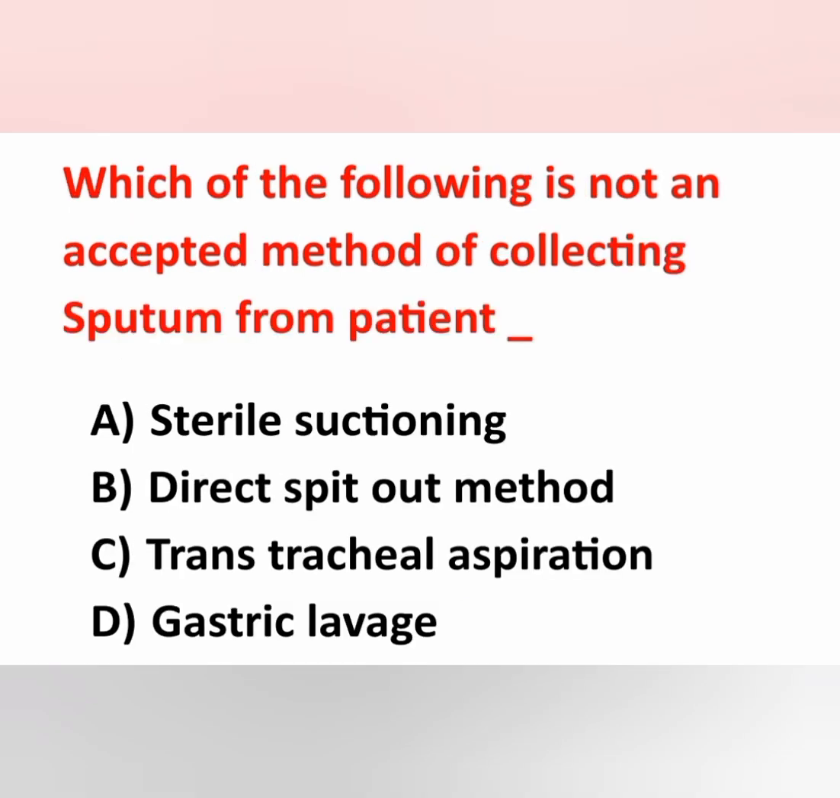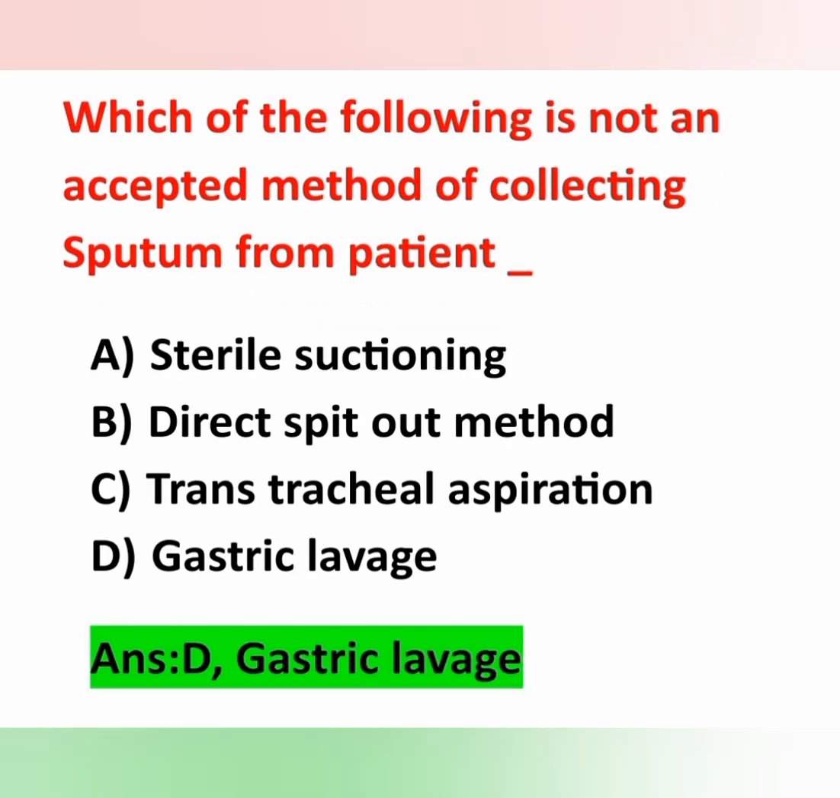Move on to the next question. Which of the following is not an accepted method of collecting sputum from a patient? Option A, sterile suctioning; option B, direct spit out method; option C, transtracheal aspiration; and option D, gastric lavage. Here the correct answer is option D. Sterile suctioning, direct spit out method and transtracheal aspiration are all methods of collecting sputum, but gastric lavage is not an accepted method.